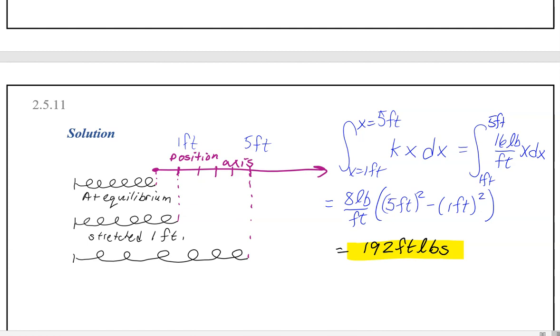This is the end of the video, which is an introduction into work, looking at definitions and springs. In the next video, we'll be looking at the work done in pumping liquids out of a tank or a container, or in lifting liquids out of a tank or container.